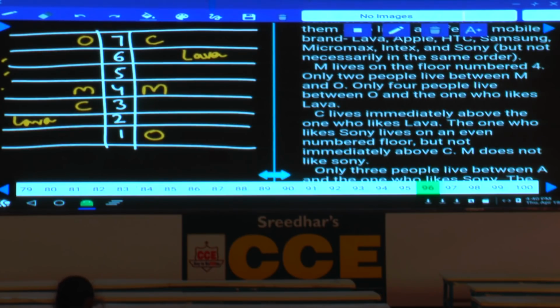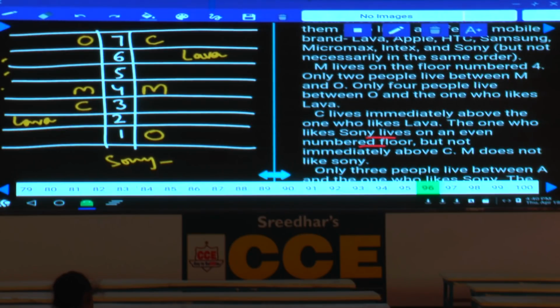And the one who likes Sony lives on an even number floor, but not immediately above C. Then what are the different possibilities? C lives immediately above the one who likes Lava. The one who likes Sony lives on an even number floor.